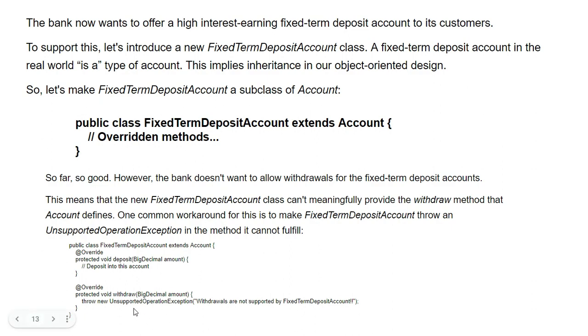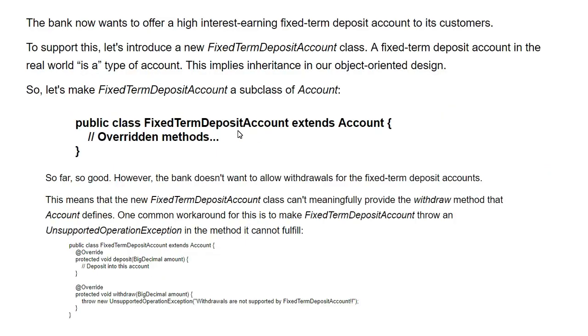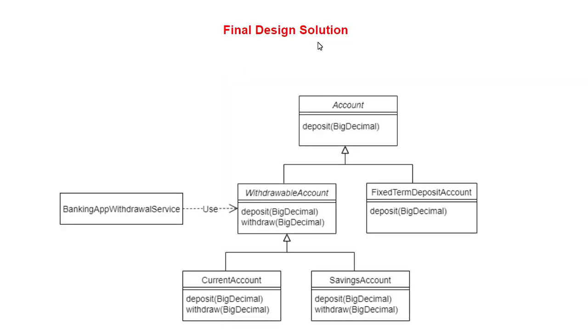Okay, and if he gets some exception, he will be frustrated, he will not trust our account, right? So we don't want to throw any exception when he calls withdraw. So how can we design our banking account? We can add one more fixed term deposit account so that it will not impact our code. Okay, how? So this is the final design solution.